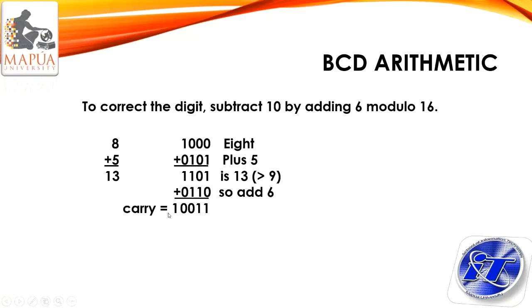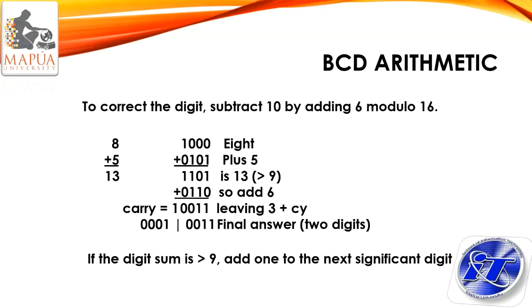So this one will be carried to the next higher position, since there's no value, so 1 plus 0. So basically, the answer is 0, 0, 0, 1, 0, 0, 1, 1, which is equivalent to 13. Again, when the sum is more than 9, add 6 to force a carry to the next higher position. Don't forget that.